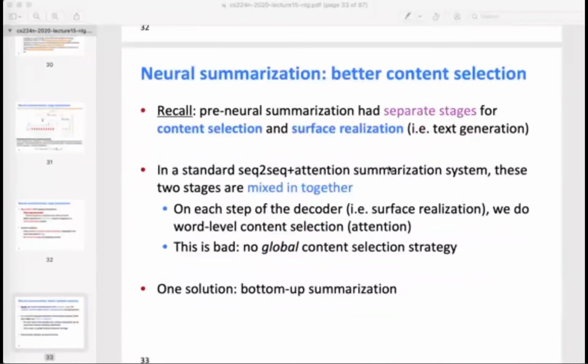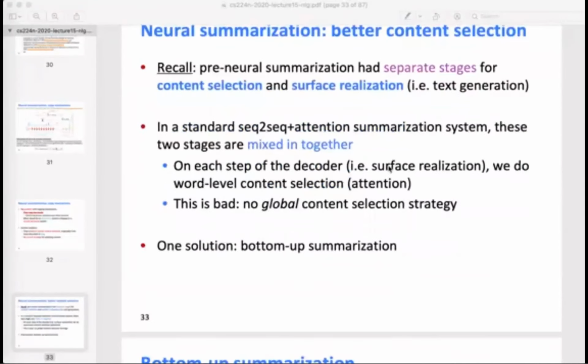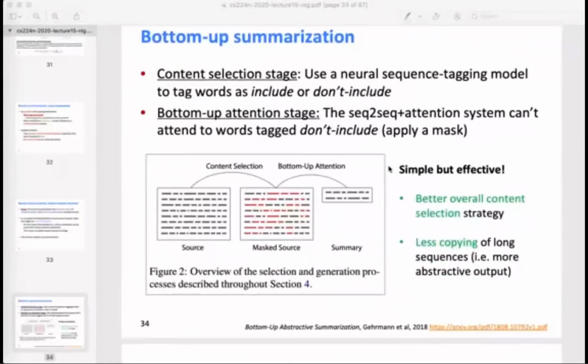Let's remember that pre-neural summarization had separate stages for content selection and then surface realization. But in this standard sequence-to-sequence attention summarization system, these two stages are mixed together, as I mentioned before. On each step, we would do selection with attention, and then we would do surface realization. So it's really bad. The solution is bottom-up summarization, which was published in 2018. Basically, the researchers incorporated the idea of content selection and put it as the first stage.